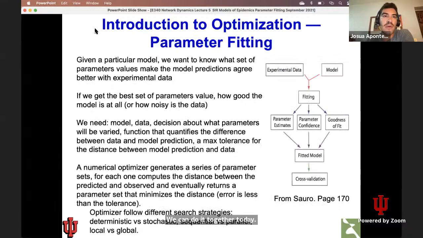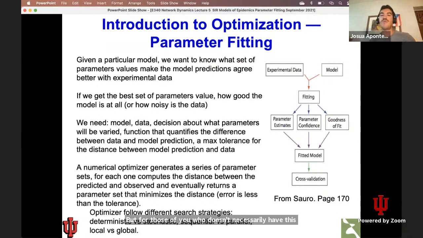But before going into the exercise, we wanted to go back, because some of you already have experience with optimization and probably parameter fitting as well. But for those of you who don't necessarily have this experience, we wanted to fall back into the basics here and explain what the principles and the objectives of optimization and parameter fitting are.